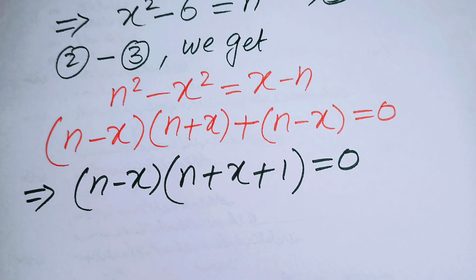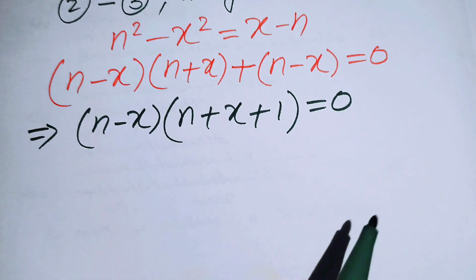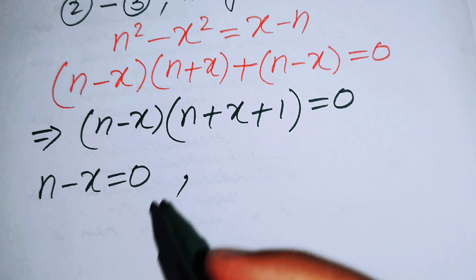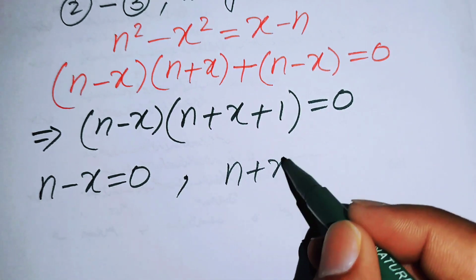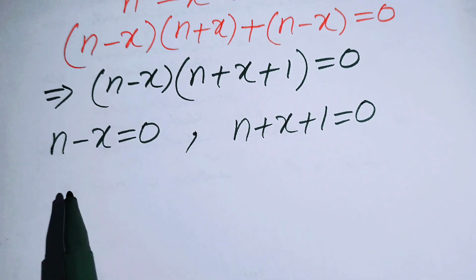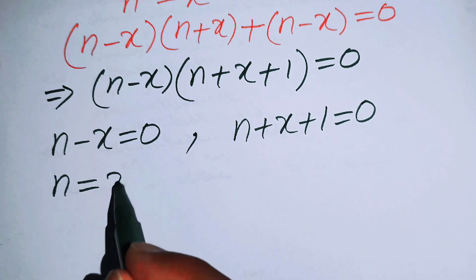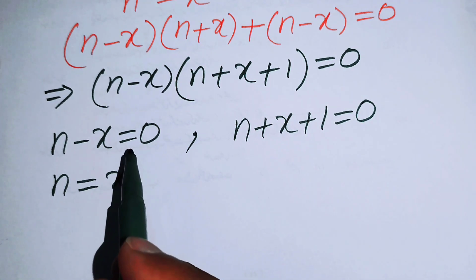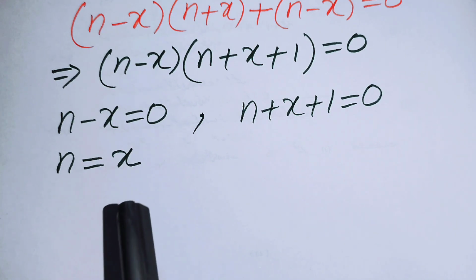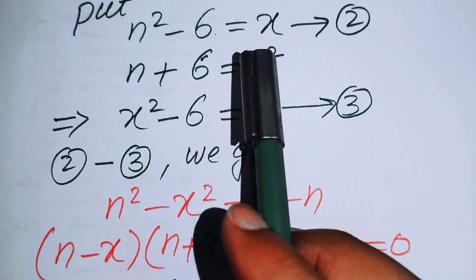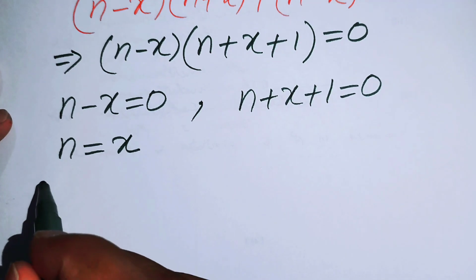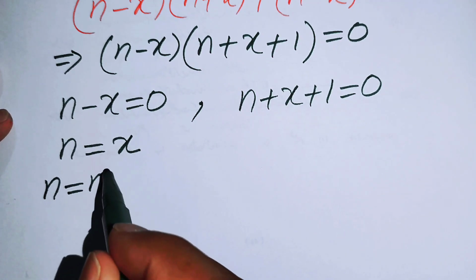And here we have two cases. The first case is we take n - x = 0, and the other case is we take n + x + 1 = 0. First I can solve case 1, and here you have n = x. When we move this minus x to the right hand side you get plus x, and now we back substitute the value of x, because at the start of the question we took x = n² - 6. Now we can put the value of x here and you get n = n² - 6.